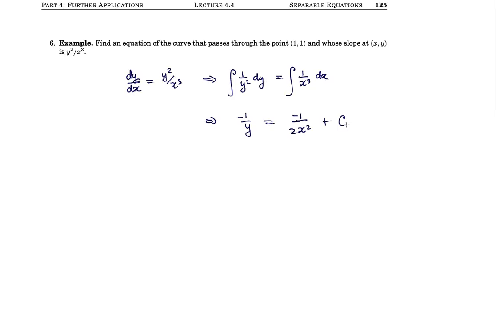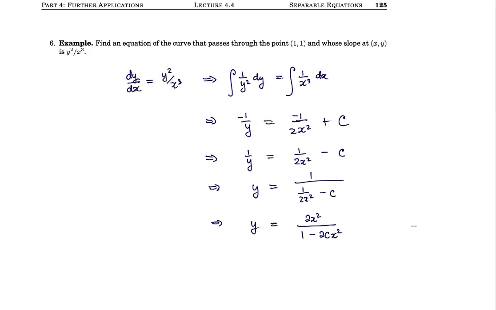So here's an implicit relationship between x and y. We can now solve explicitly for y in terms of x. First thing I'll do is multiply both sides by negative 1. And now we can take the reciprocal of both sides. And multiplying top and bottom by 2x squared gets us that the curve has to have this form. And now this is just the general solution to the differential equation.